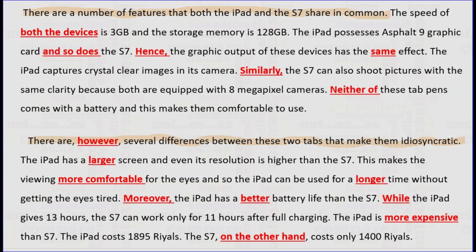Look at body paragraphs 1 and 2. Make sure that you use cohesive devices while constructing the sentences. Special care should be taken in body paragraph number 2. Apart from cohesive devices, make comparisons. Look at these sentences. The iPad has a larger screen and so it is more comfortable than the S7.